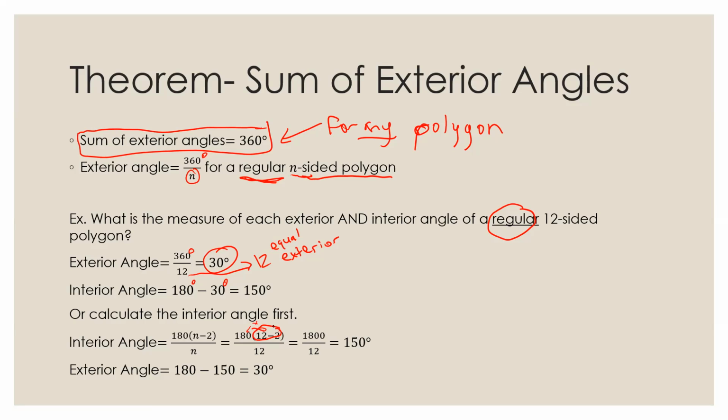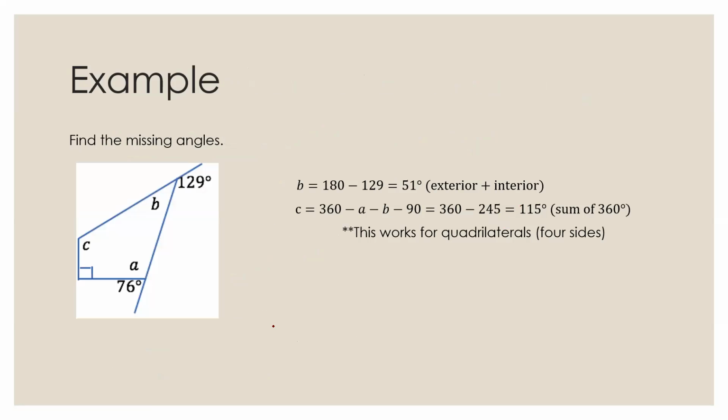So two different ways I could have done it. I could have started with finding the exterior angle first or finding the interior angle first. Okay, let's look at a word problem here. And I apologize, I didn't mean to show the answer right away. I think I forgot to put the transitions on here, but either way, I'll explain the steps here.